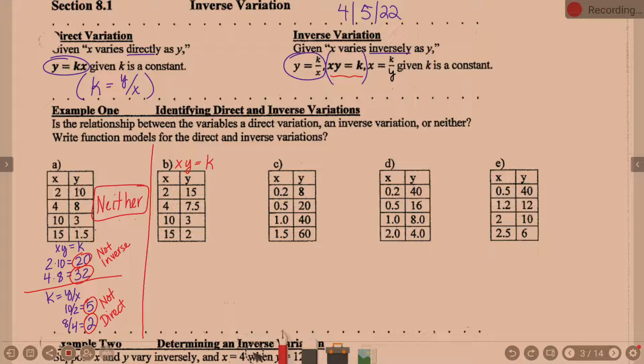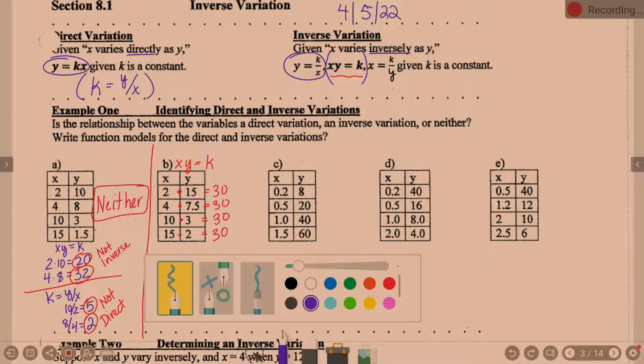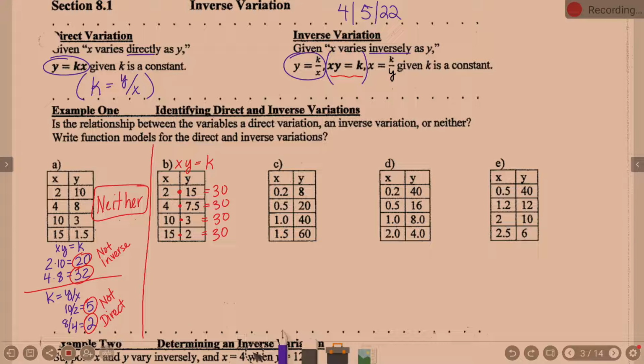Well, the first set, 2 times 15. What is 2 times 15? 30. Okay, the next one, 4 times 7.5. Oh, 30? Okay. 10 times 3? 30. 15 times 2? 30. Oh, a little more successful that time? Okay, so because x times y always multiplied to be the same number, this is an example of inverse variation.